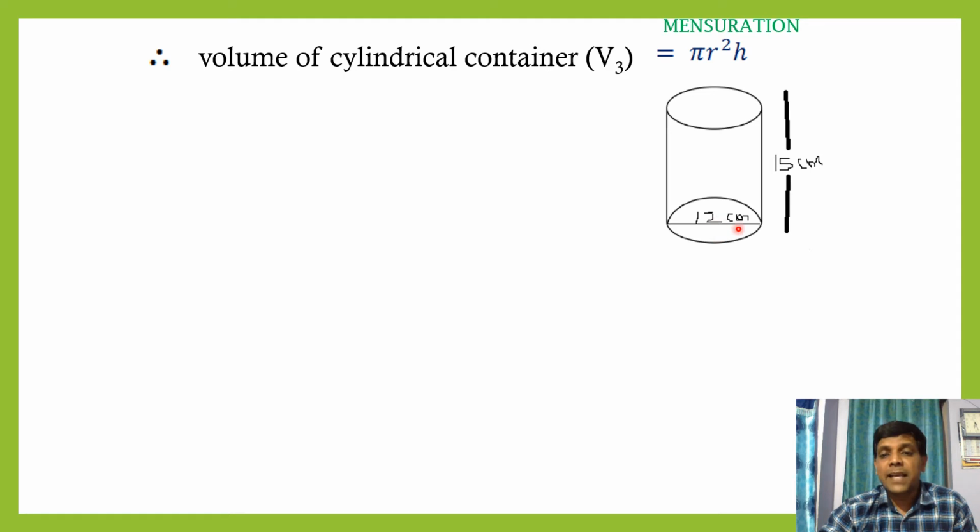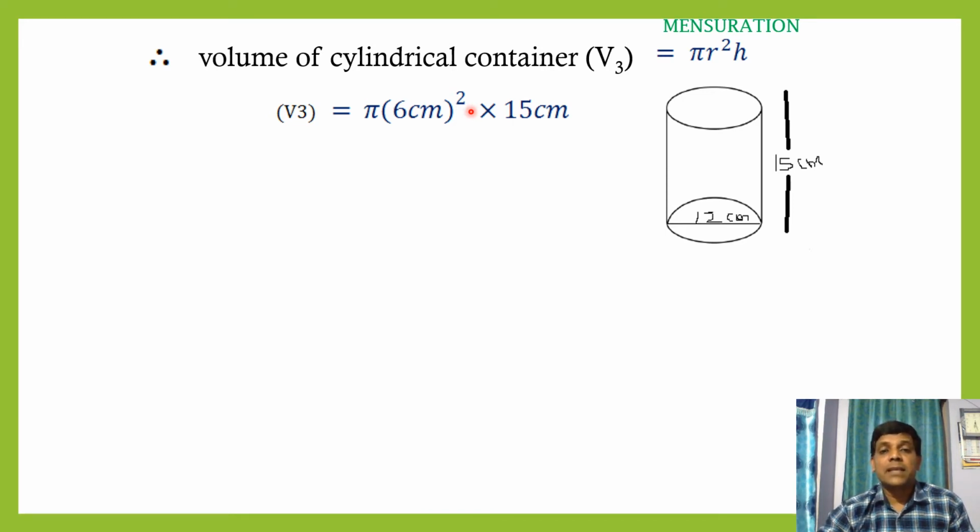So replace the radius and height in the given formula. V3 equals π into r², that is 6 centimeter whole square, into h, that is 15 centimeters. Write the next step: V3 equals π into (6 cm)² into 15 cm. Now (6 cm)² means 6 cm into 6 cm, which is 36 cm², into 15 cm.